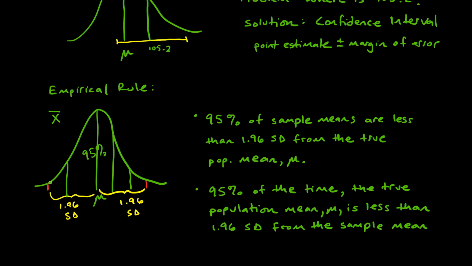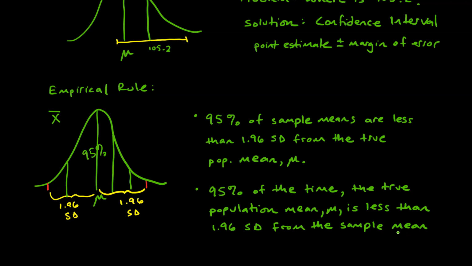But as soon as you get outside these red lines here, then those sample means would not be within 1.96 standard deviations of the true population mean mu. Okay? Now I can take this statement and state it another way that's going to be very meaningful for us when it comes to confidence intervals. I could say 95% of the time, the true population mean mu is less than 1.96 standard deviations from the sample mean.